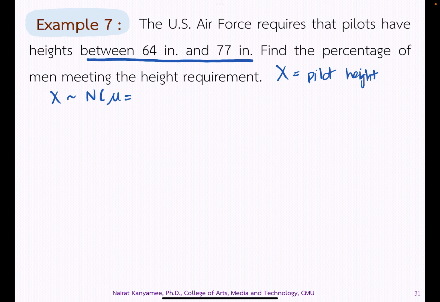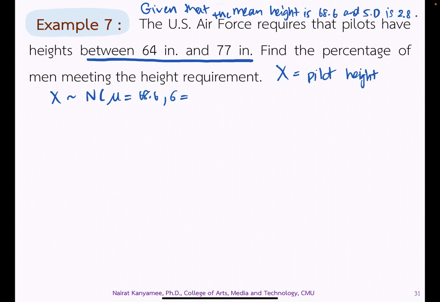Find the percentage. Okay, given that, oops, I cannot write it down. The mean height is, the question is missing, 68.6 and the standard deviation is 2.8. So given that the mean is 68.6 and sigma is 2.8. I think I accidentally deleted it. So we are looking for the percentage, right?